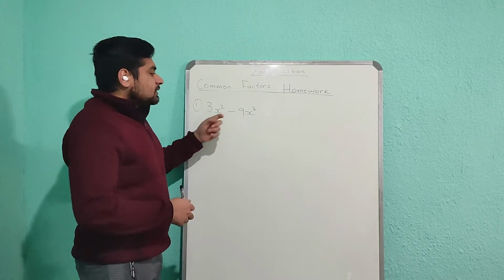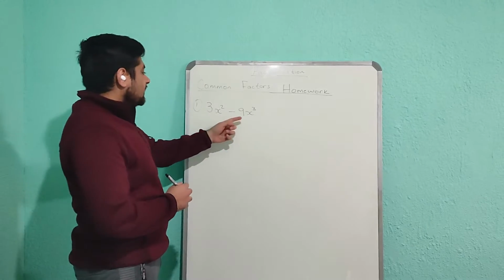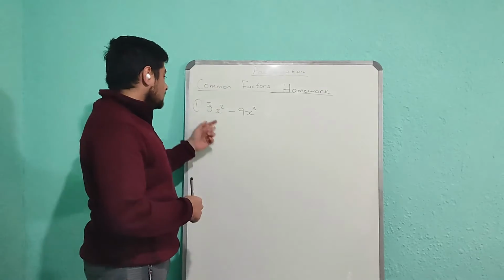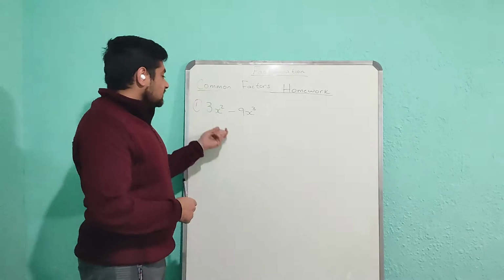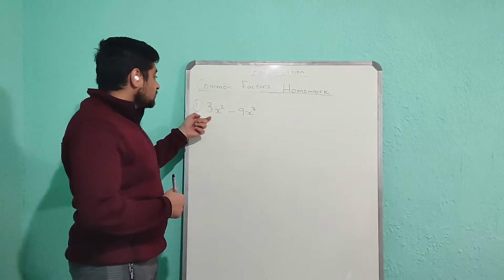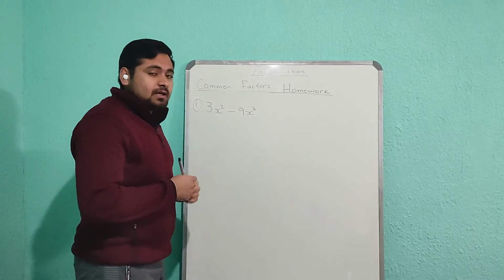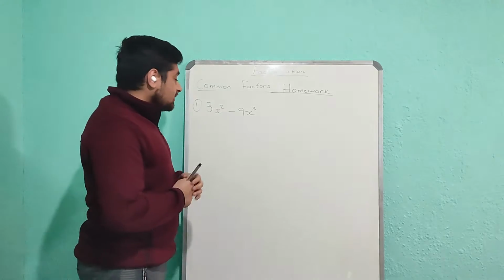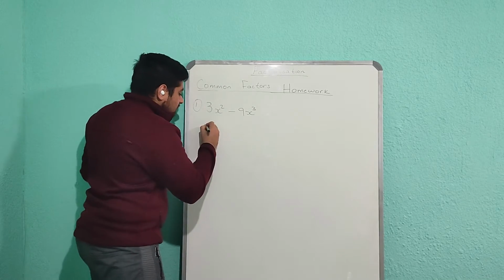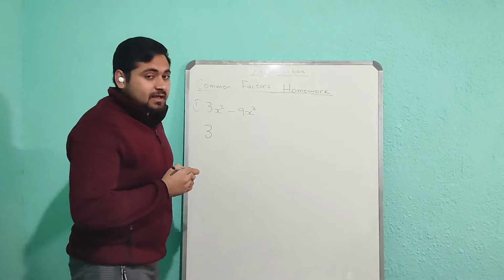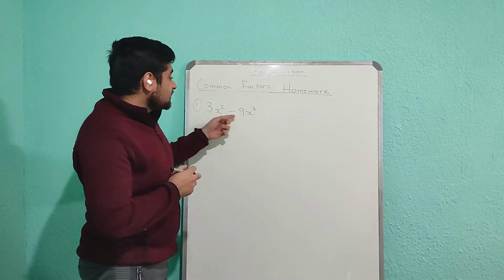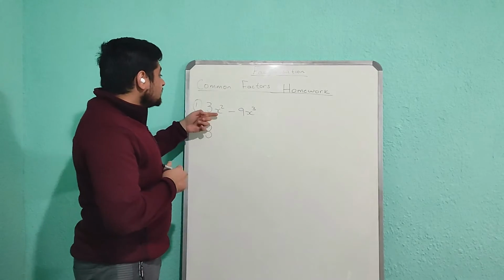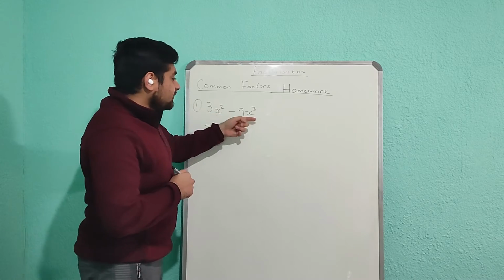So first, let's deal with the numbers. What is our greatest common factor in terms of numbers? We can see the smallest number is 3. 3 can go into 3 once and 3 can go into 9 3 times. Therefore, our greatest common factor is 3. So we pull out 3, but we still have x, right? Our x appears in both of them as well. So what is the greatest common factor in terms of x?